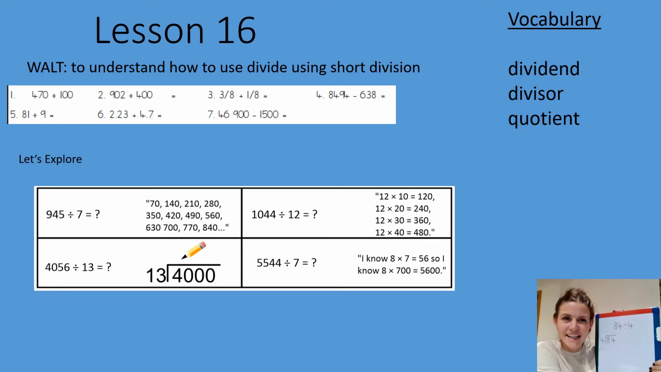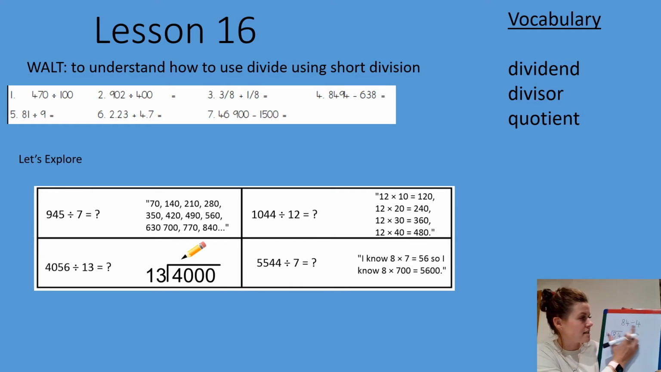Good morning. Okay, so today we're moving on to using short division to be able to divide. A large part of today's lesson is also about estimating our quotient before we work it out. So to begin with, let's just familiarise ourselves with what a short division looks like.